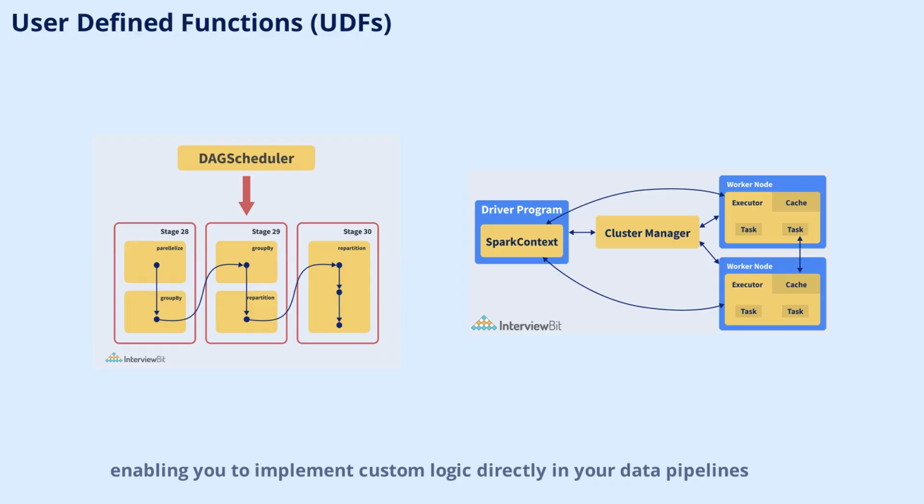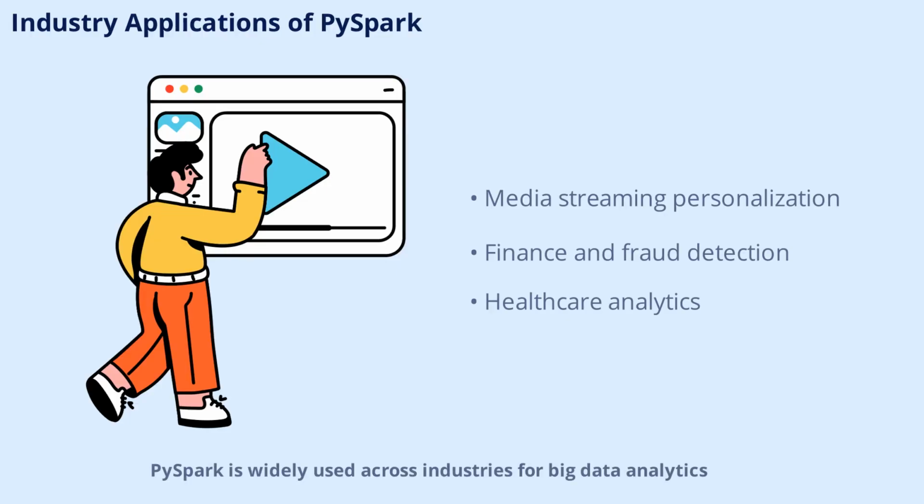PySpark is widely used across industries for big data analytics. In media streaming, companies like Netflix use Spark for real-time recommendations. Financial institutions leverage Spark for customer segmentation, risk assessment, and fraud detection. Healthcare providers analyze patient records and perform genome sequencing with Spark. The travel industry, such as TripAdvisor, uses Spark for personalized recommendations, while retail giants like Alibaba analyze petabytes of data for targeted advertising and customer experience optimization.